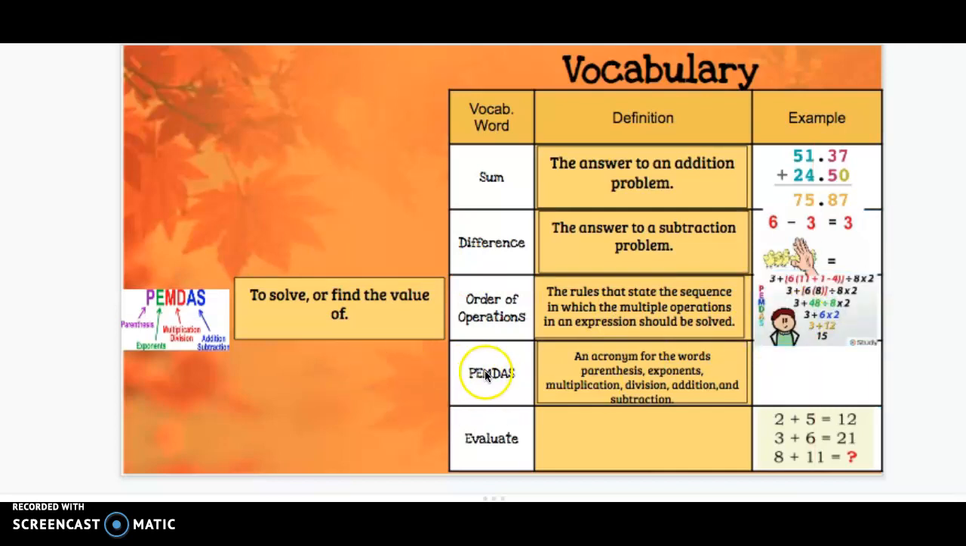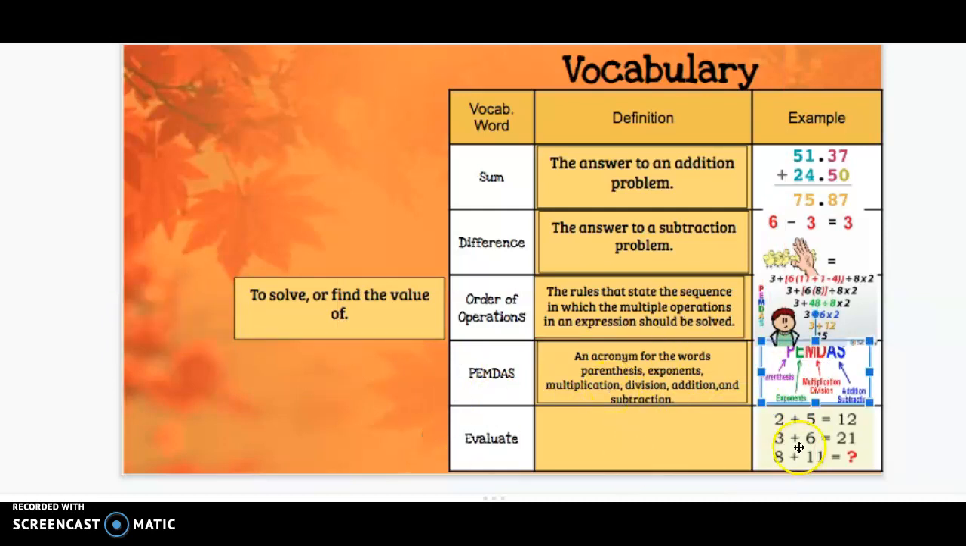PEMDAS we use to help us solve the order of operations type problems, and we call that an acronym. It's just an abbreviation for words put together to help us remember something. So the acronym stands for the words parentheses, exponents, multiplication, division, addition, and subtraction. So they've taken the first letter of each of these words and put them together to make PEMDAS. So PEMDAS is the example.